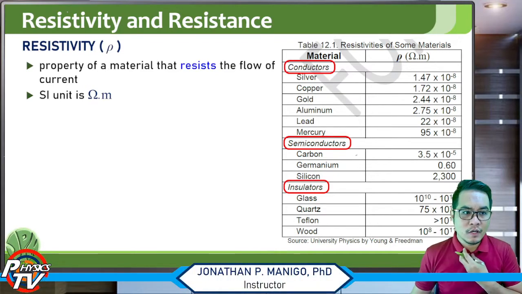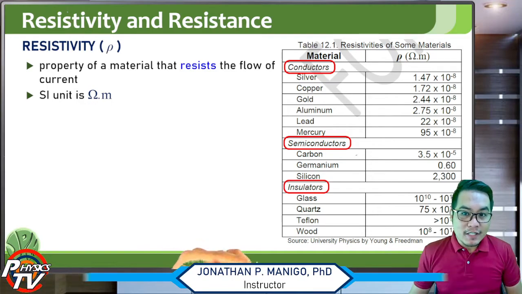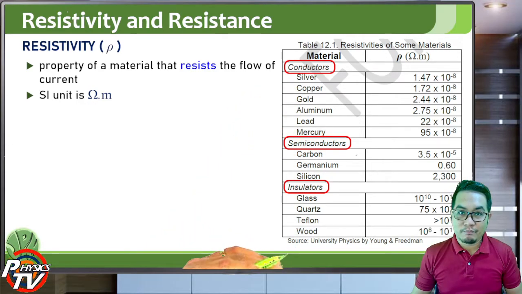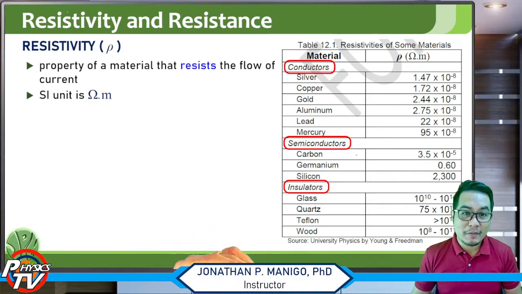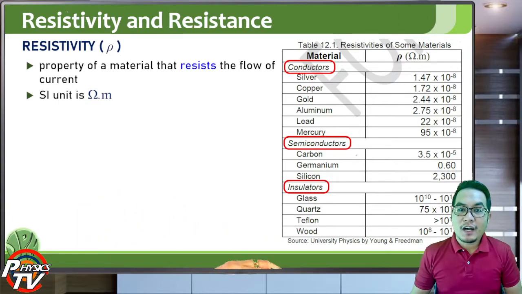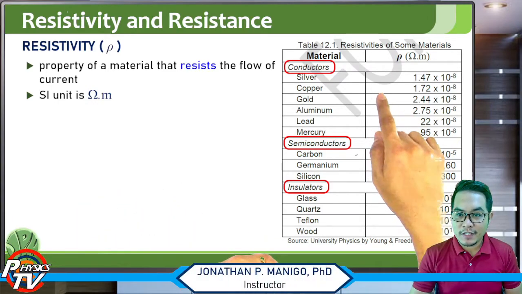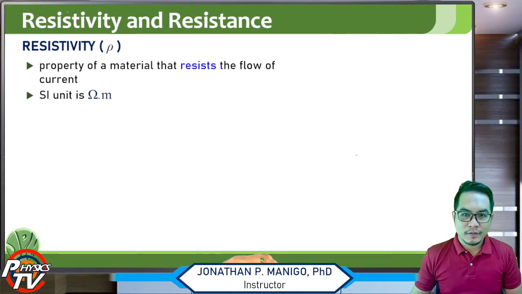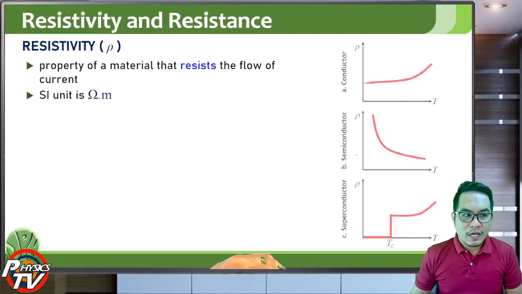Okay, sorry. All samples of the same material will have the same resistivity. So if you have a gold wire or a gold ball or a gold sheet, those have the same resistivity. The resistivity is 2.44 times 10 to the negative 8.